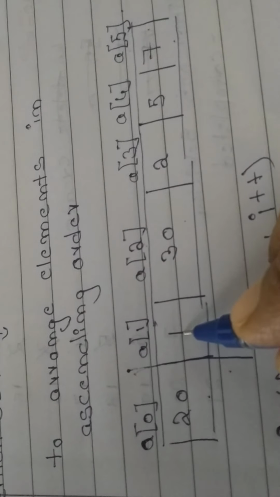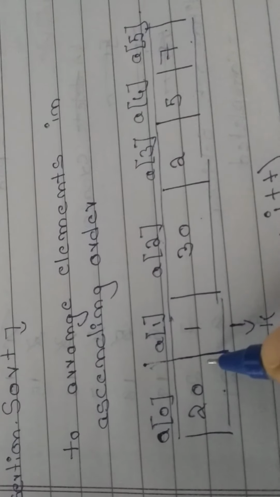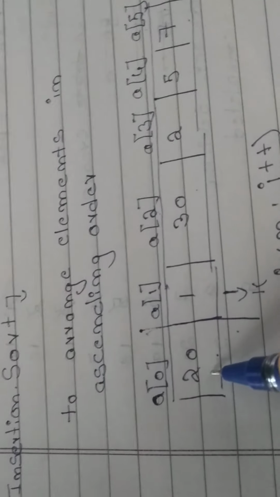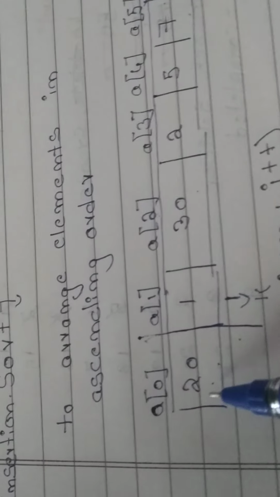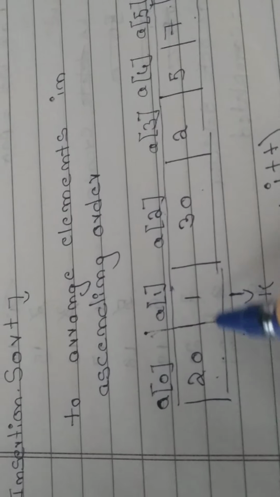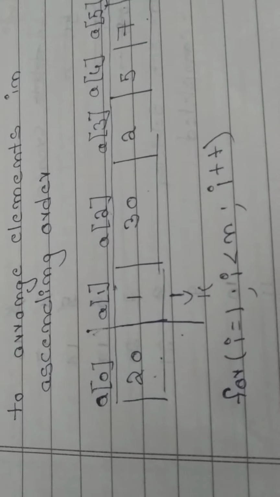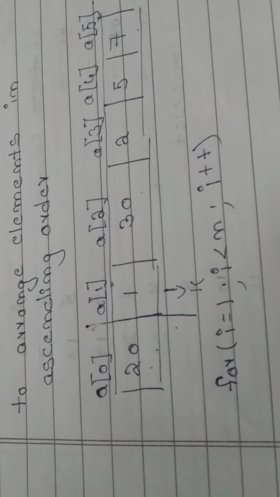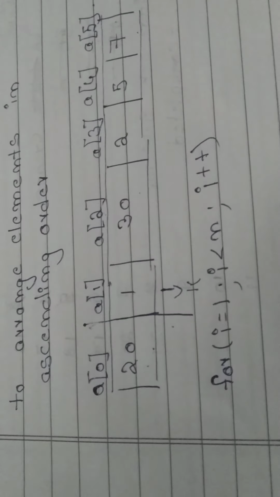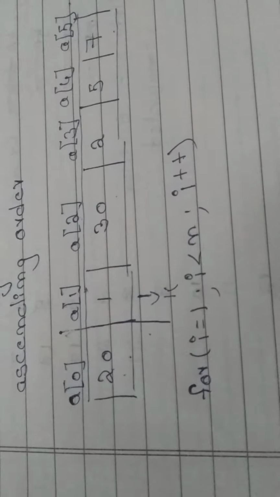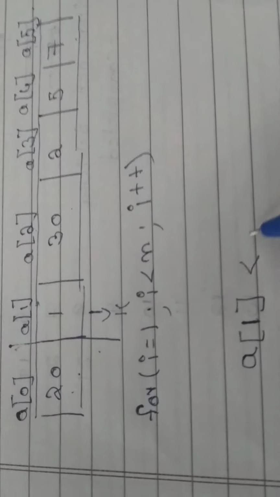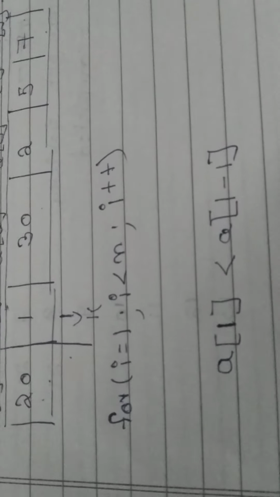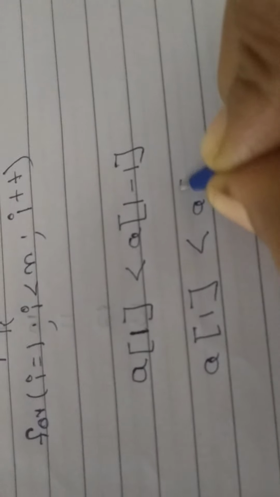This key element we compare with the elements before the key element. These are the elements after the key element, no? Before the key element, okay. So how are we going to compare? See, look here. A of 1 is less than A of 1 minus 1. 1 minus 1 means what, students? 0. A of 1 is less than A of 0.